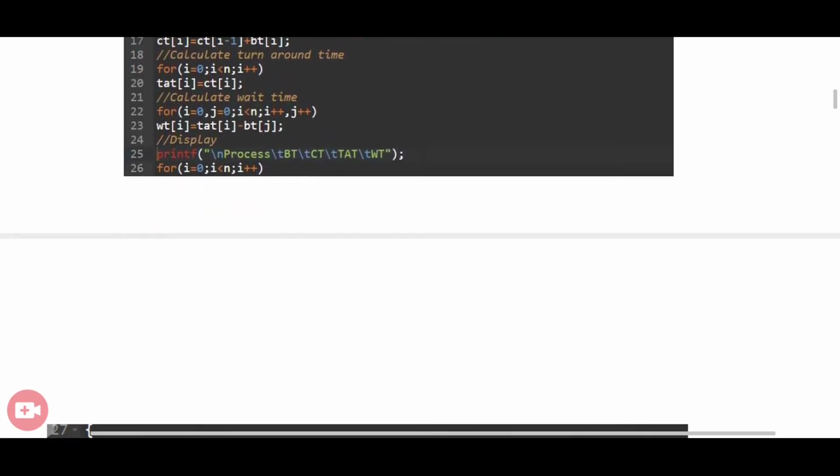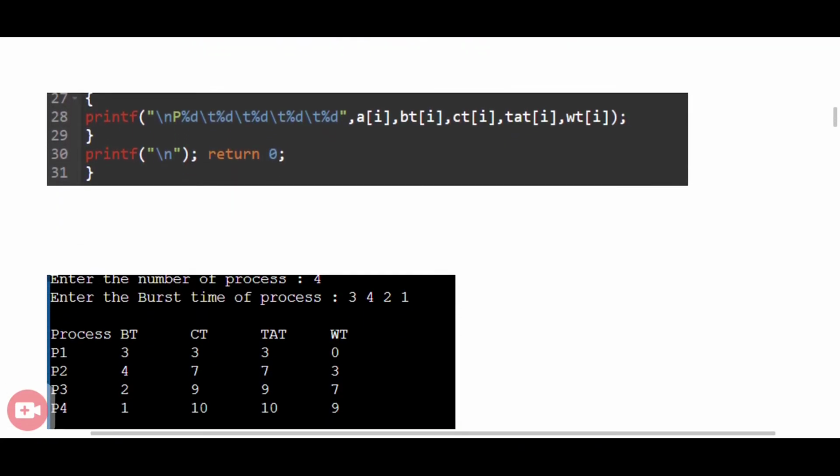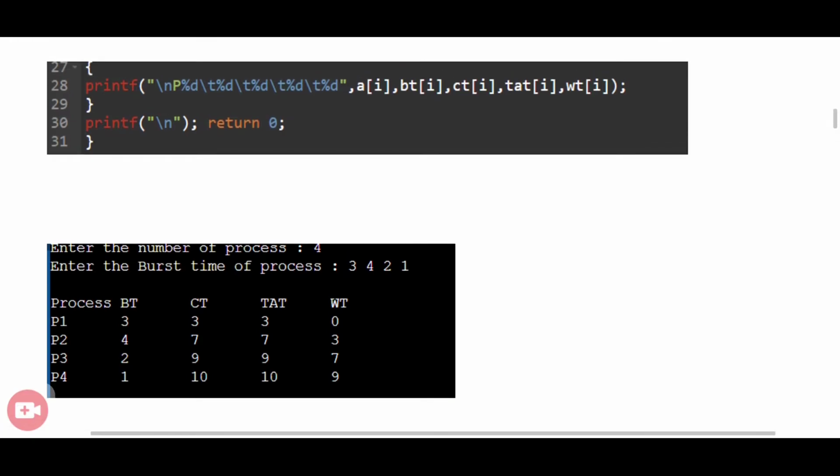Okay, so here we have entered 4 processes, and the burst time of the first process is 3, then 4, then 2, then 1. So processes P1, P2, P3 and P4. The burst times are 3, 4, 2, 1. BT stands for burst time.